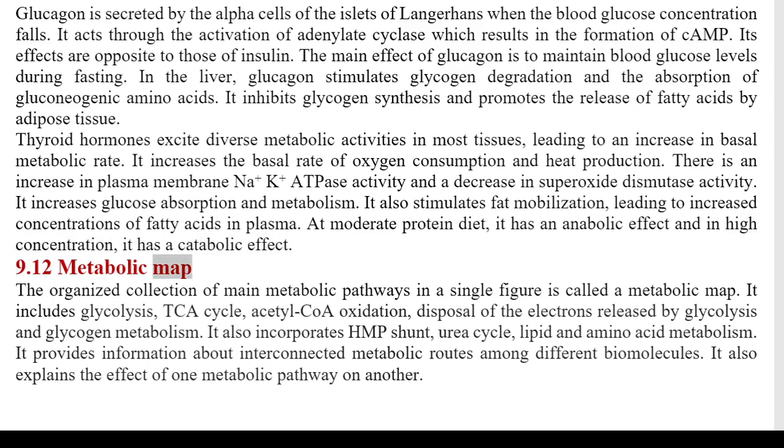9.12 Metabolic Map. The organized collection of main metabolic pathways in a single figure is called a metabolic map. It includes glycolysis, TCA cycle, acetyl-CoA oxidation, disposal of the electrons released by glycolysis, and glycogen metabolism. It also incorporates HMP shunt, urea cycle, lipid and amino acid metabolism. It provides information about interconnected metabolic routes among different biomolecules. It also explains the effect of one metabolic pathway on another.